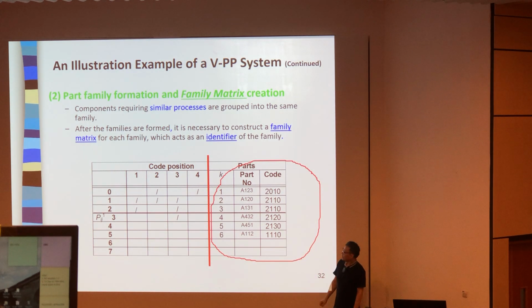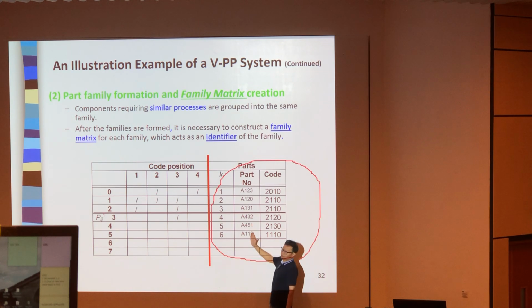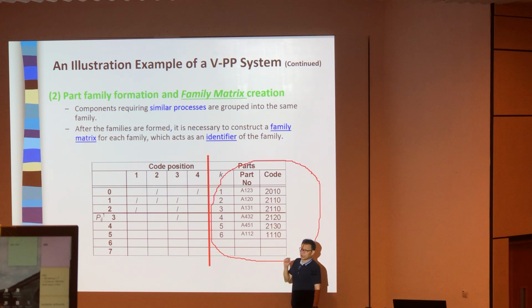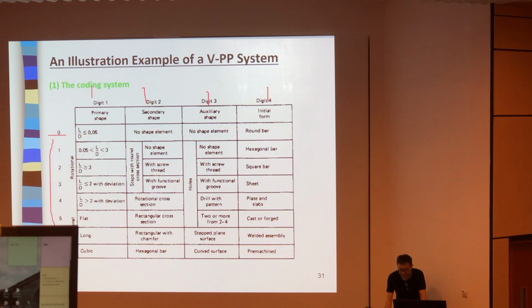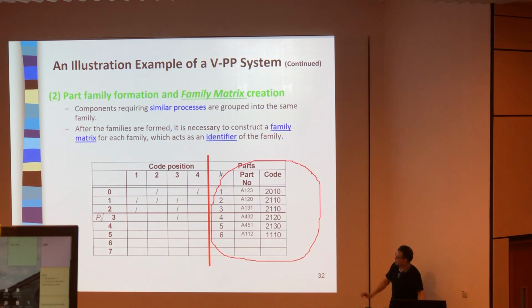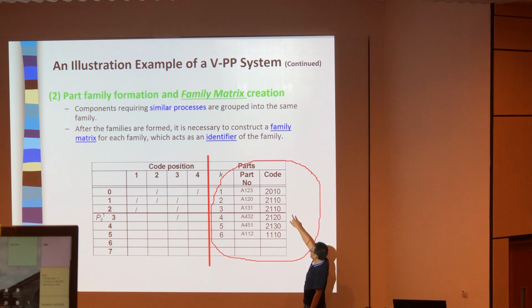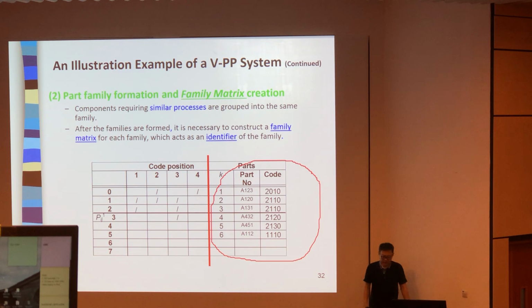Here are 6 parts. These are the actual part numbers, but we will not use them as the so-called name tag. Instead, this column shows the code, which comes from this coding system, for the 6 parts. So each has a code: 2010, 2110, 2110, 2021, 301110.